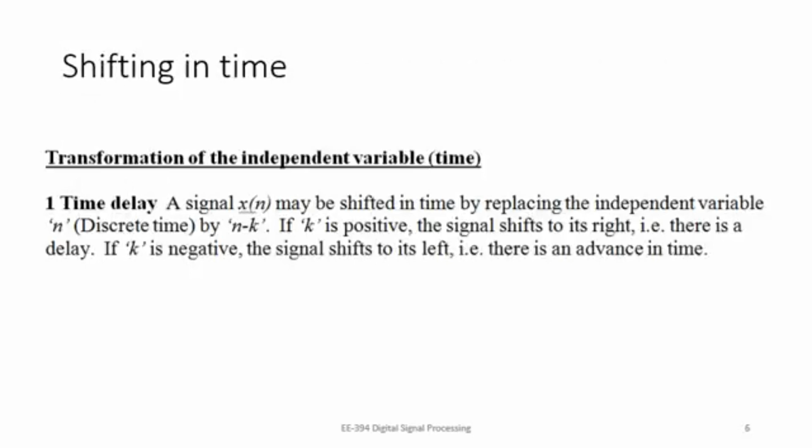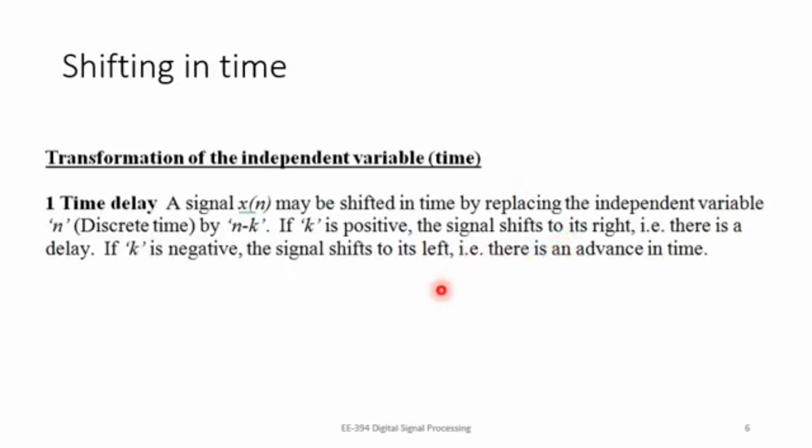So by definition, if a signal is given as x[n], then it can be shifted in time by changing this n. For shifting, we change this n to n minus k. This is the default shifting notion, that we change n to n minus k. So if k is positive, for example k is 3 and we are talking about n minus 3, the signal shifts to its right.